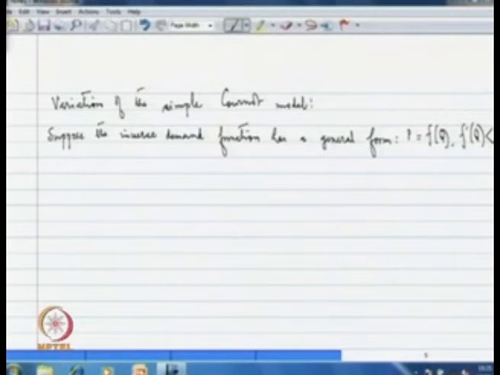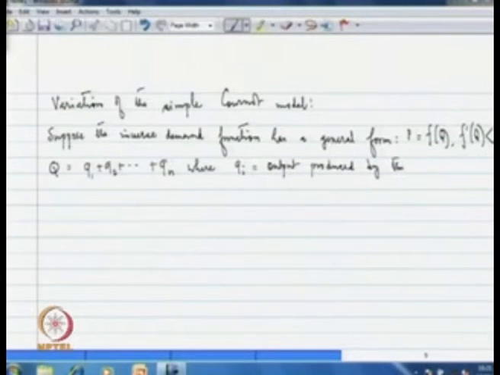The inverse demand function, instead of being a simple linear function, has a general form. P is a function of capital Q, f of capital Q, where f prime of Q is less than 0, which means that it follows the law of demand. What is capital Q? Capital Q is the sum of all small q's, where qi is the output produced by the ith firm.